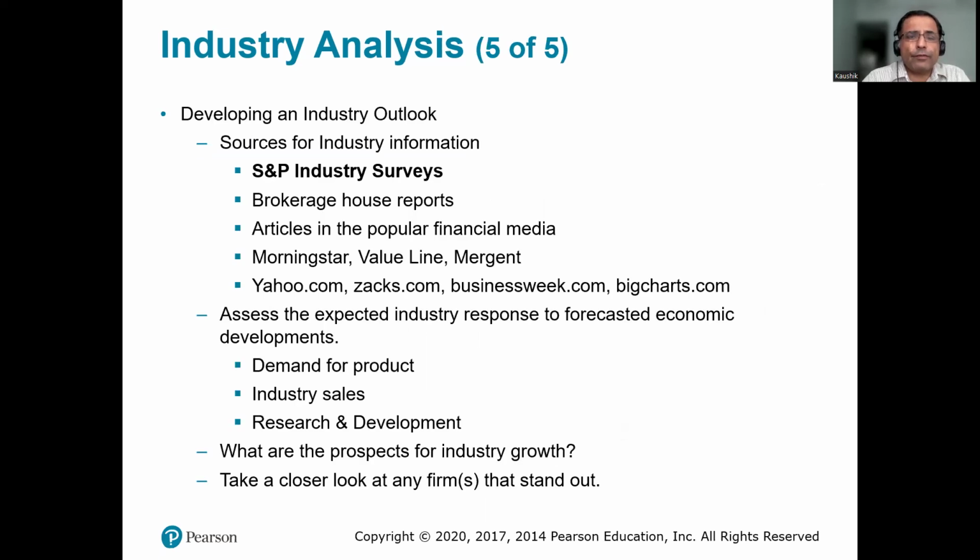So what is the source of information? Again, business press is an important source of information which helps us to get relevant information and understand the attractiveness of an industry. So we look at the demand for the industry's product, the potential for sales, research and development, how much innovation is happening so that the industry remains competitive. So these sorts of information help us to understand the industry's future potential.